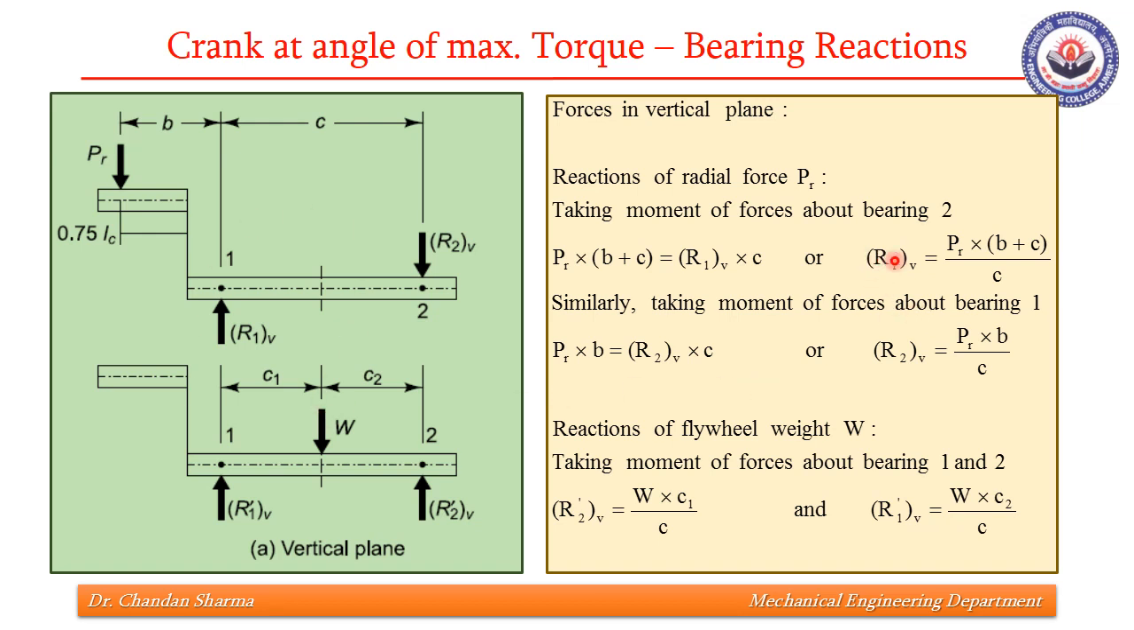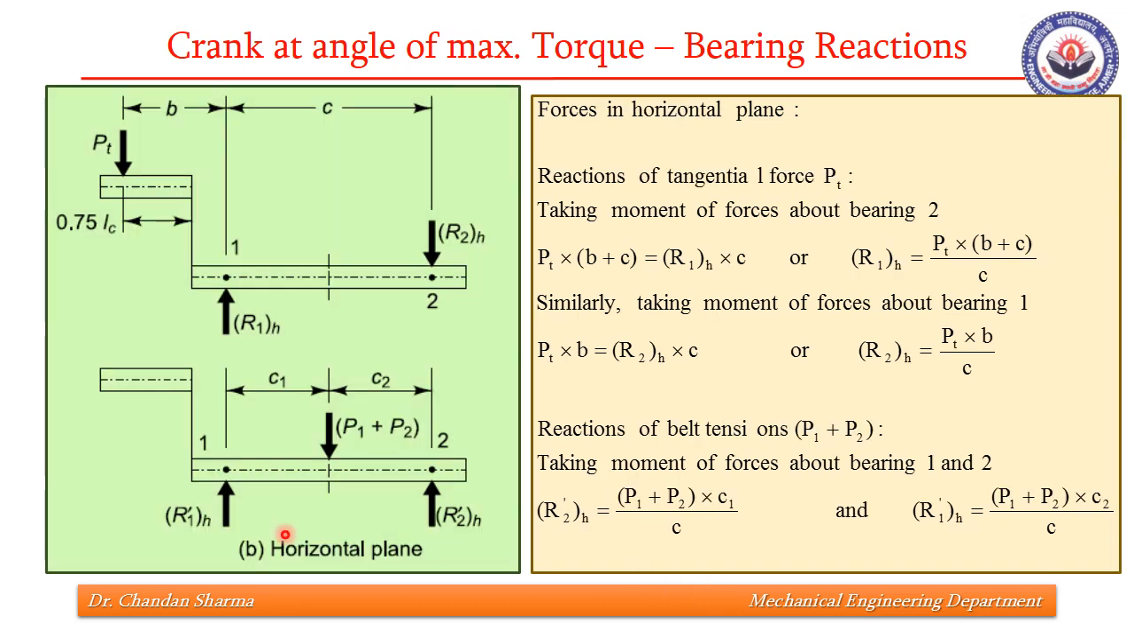We found what is R1V, what is R2V, what is R1 dash V, and what is R2 dash V. The difference over here, I'll repeat once again, is that this R1V and R2V are due to the tangential and radial components, and this R1 dash V and R2 dash V are due to the weight of flywheel W. Similarly, this is the line diagram for horizontal loading. So again, we'll find R1H and R2H due to tangential component PT, and R1 dash H and R2 dash H due to this P1 plus P2.